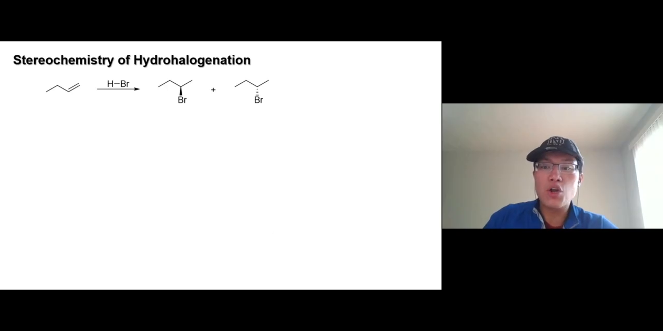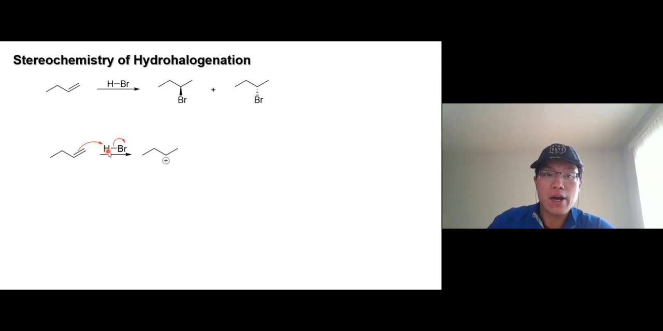All right, we're going to look into the mechanism in a little bit more detail. First one is going to be the stereochemistry of hydrohalogenation. Let's see what happened. If you draw the mechanism, there is a nucleophilic attack on the hydrogen. The carbon with the less substituted carbon will form a bond with the hydrogen, and leave the carbon in the middle right here with a positive charge, which is the carbocation.